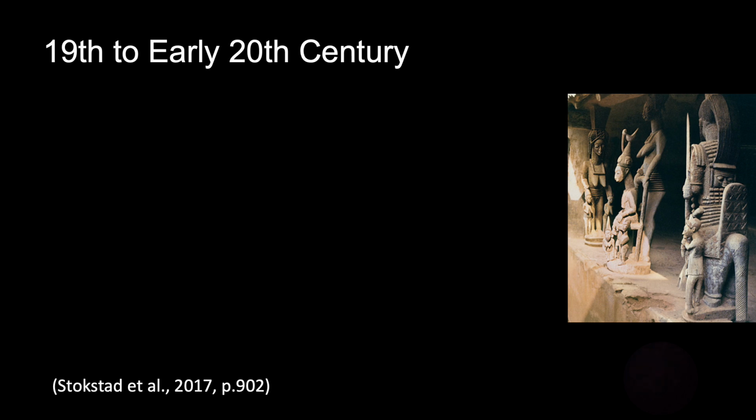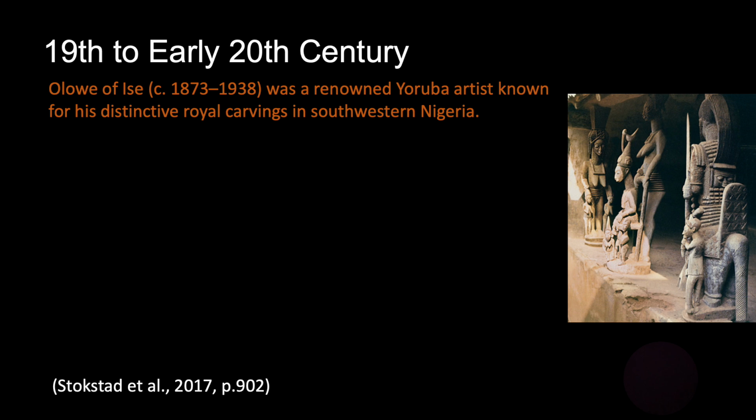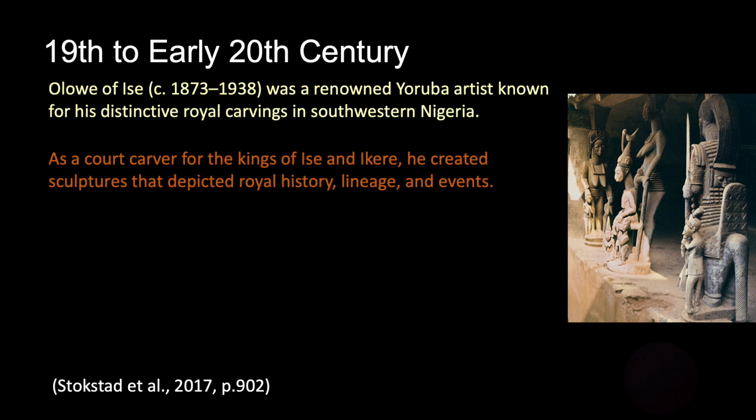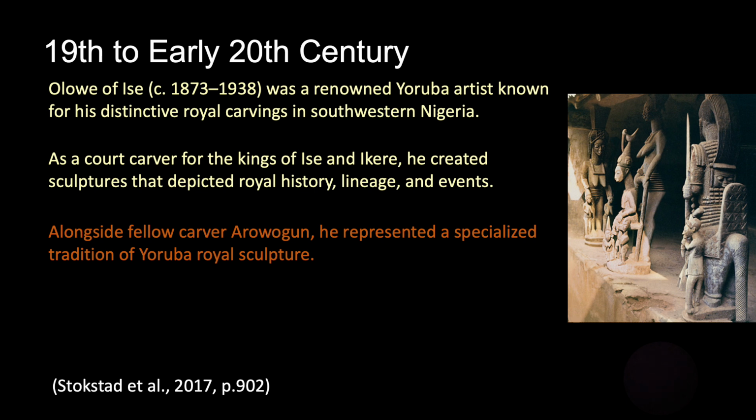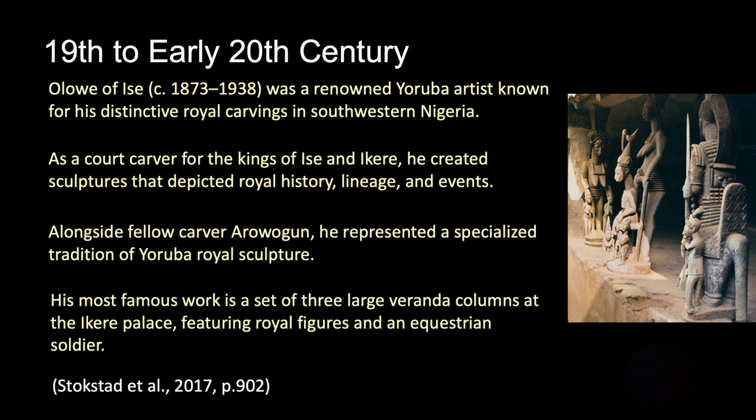Olowe of Ise was a renowned Yoruba artist known for his distinctive carved doors and veranda posts for Ekiti Yoruba royalty in southwestern Nigeria during the 19th to early 20th centuries.